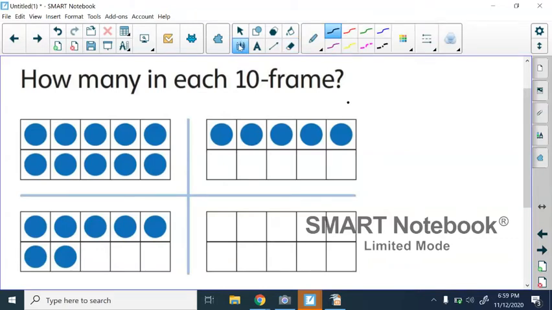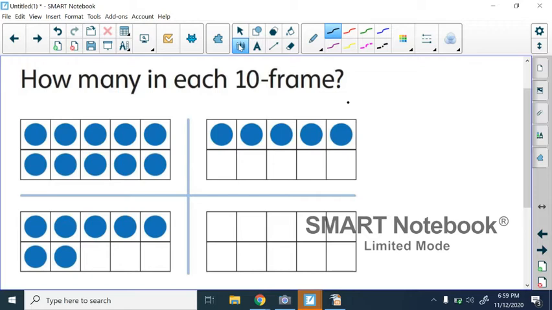Today we're going to continue comparing numbers between 1 and 10. And remember, when we're comparing, that means we're looking at groups or we might be looking at numbers and seeing which of the groups is greater or less.